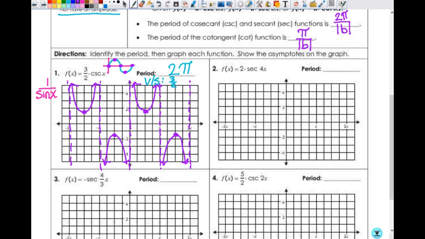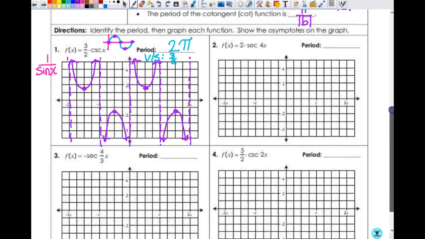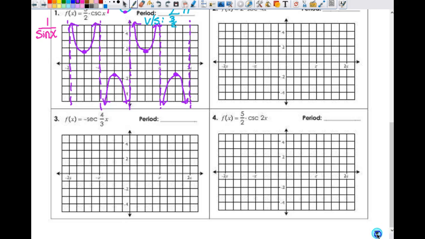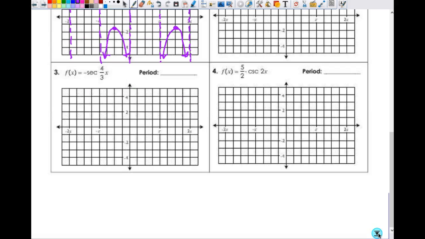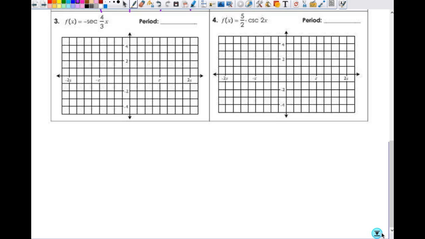Let's look at number 3. This is the secant. And what is the secant the reciprocal of? Cosine. So this is 1 over the cosine of x. So I sketch the parent function for cosine, which looks like this. Okay. What is the period for this particular function?